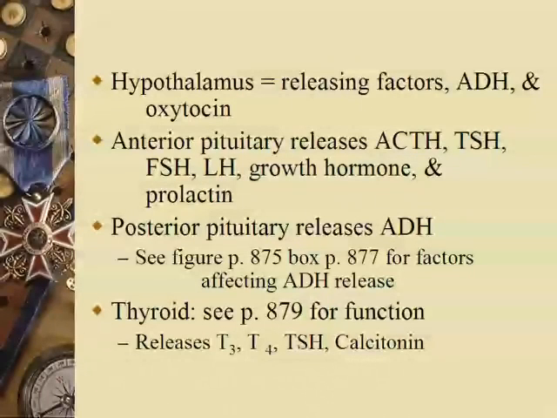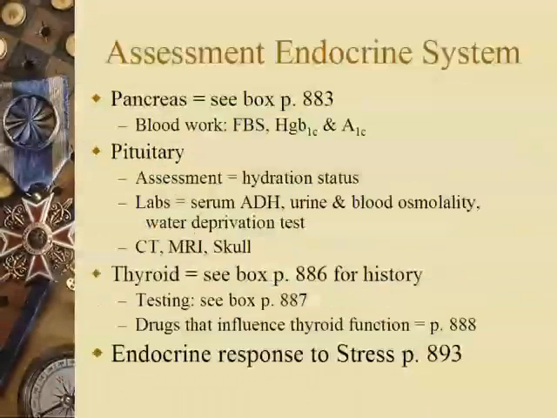Your thyroid gland, page 879 has a table for the function of the thyroid. It releases T3 and T4, which together is your thyroid hormone, and calcitonin. And calcitonin decreases calcium levels. Your endocrine system, your pancreas, there's a box on page 883 of what to assess.